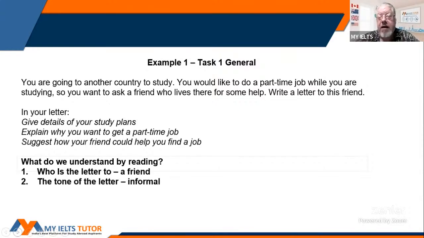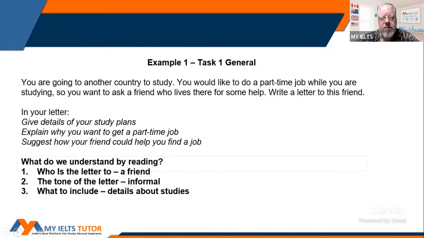Because of that, we also know that the letter is going to be an informal tone. That's something I want to talk about when I talk about how to write a letter for general tasks, okay? Each letter has a specific tone, and you want to make sure you get the tone correct. Since we know it's to a friend, we now understand that the tone of the letter needs to be informal. Okay, hello, Manish. Nice to see you.